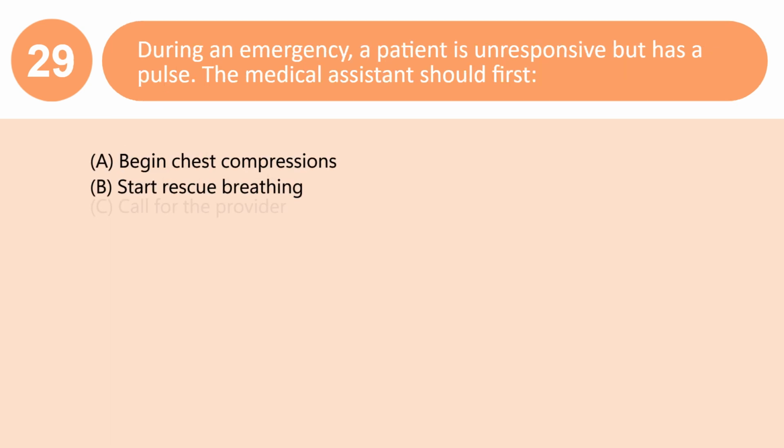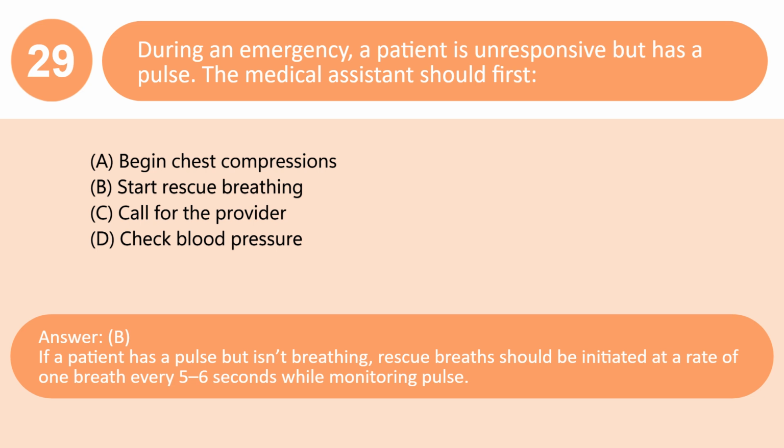During an emergency, a patient is unresponsive but has a pulse. The medical assistant should first: A. Begin chest compressions. B. Start rescue breathing. C. Call for the provider. D. Check blood pressure. Answer B. If a patient has a pulse but isn't breathing, rescue breaths should be initiated at a rate of 1 breath every 5 to 6 seconds while monitoring pulse.